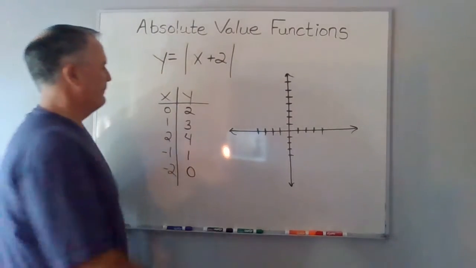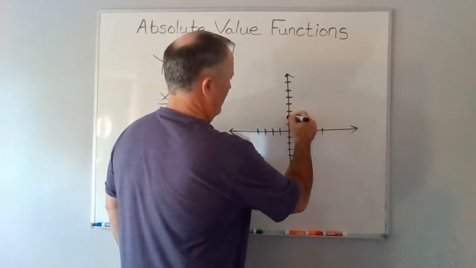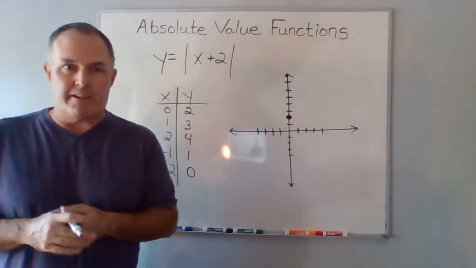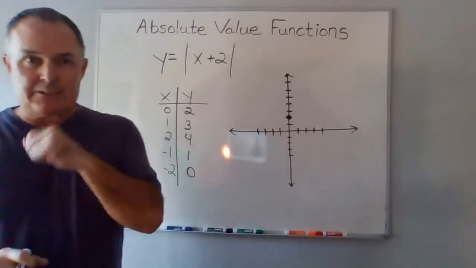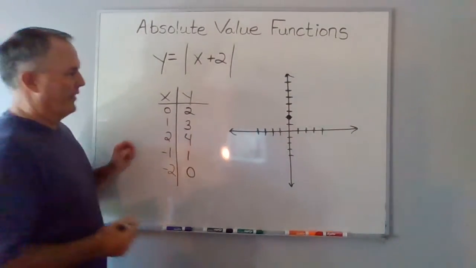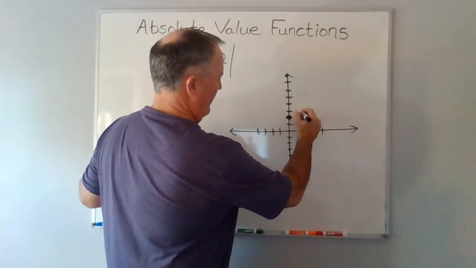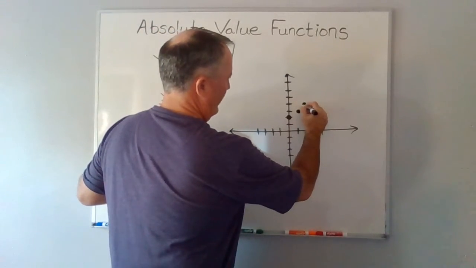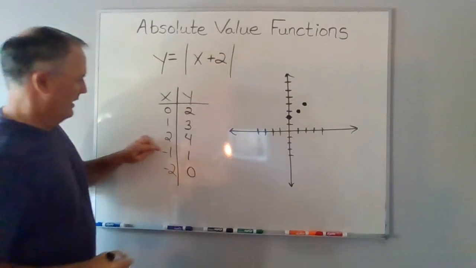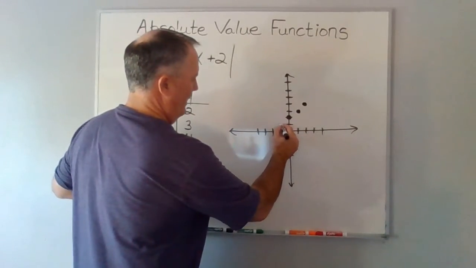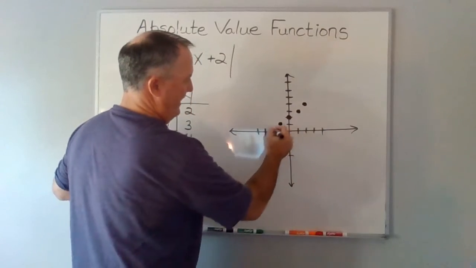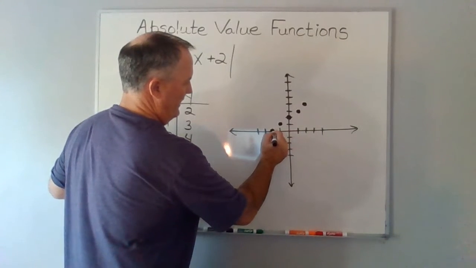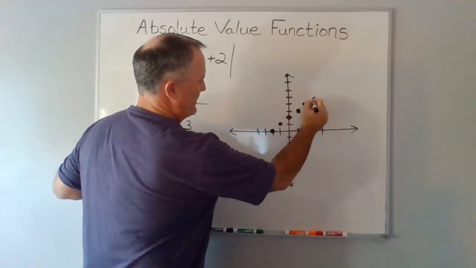So 0, 2. 0, 2 is right here. And right away, you might be thinking, oh, it's on the y-axis. That must be the bottom of my V. Actually works out differently this time. 1 and 3. Go over to 1, up 1, 2, 3. Put a dot, 2 and 4. Everything's working out like it should so far. Negative 1 and 1. Uh-oh. We're continuing to go down in that direction. Negative 2 and 0. Negative 2 and 0 is right here. So far, we only have a straight line.